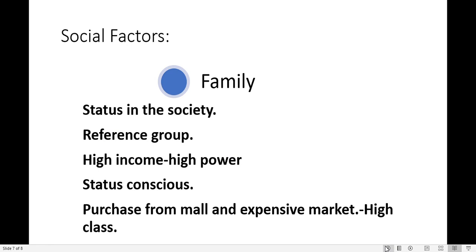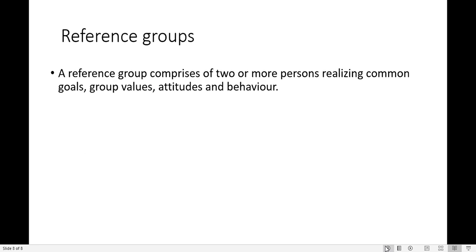The next factor is the social factor. The social factor talks about societal factors like family. It plays an important role: the status that a family holds in the society, who the reference people are, to whom we are talking, what the income of the person is. If a person is of high economic status, they will prefer buying products or services from the expensive market, from malls, because that shows their status. Who are the reference groups? What kind of common objective do we share? What are the attitudes of the people?